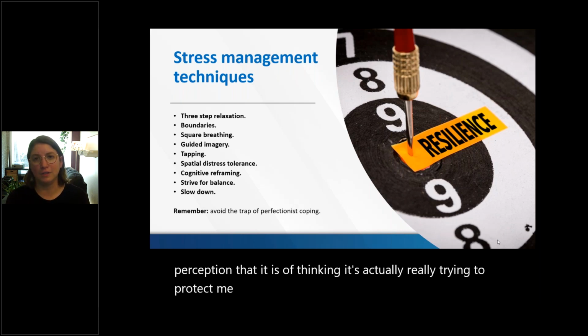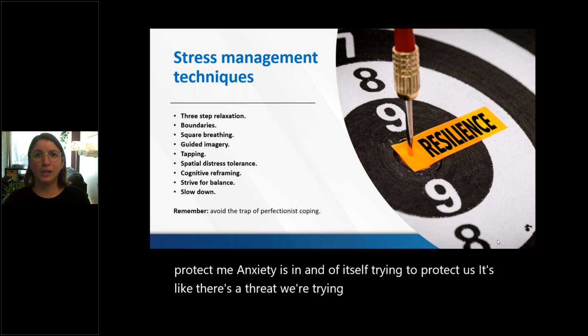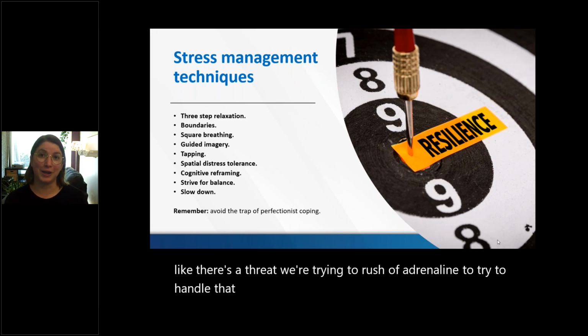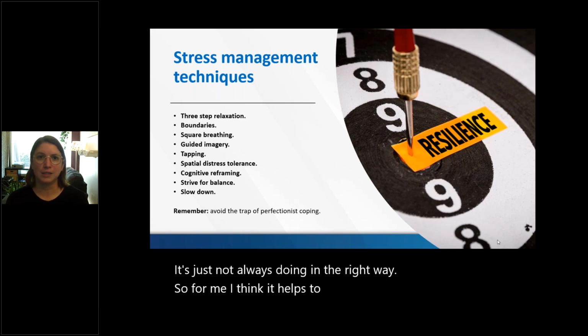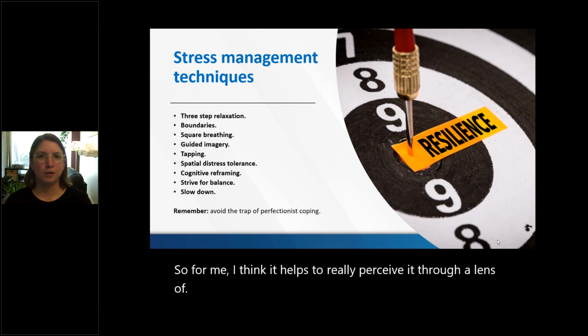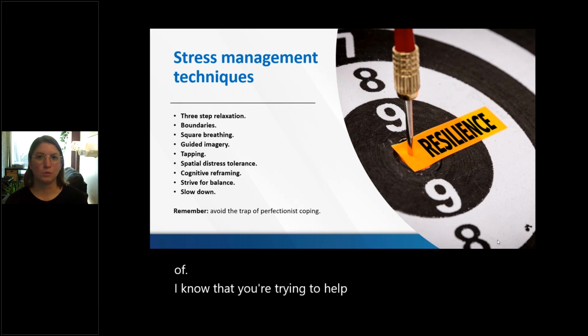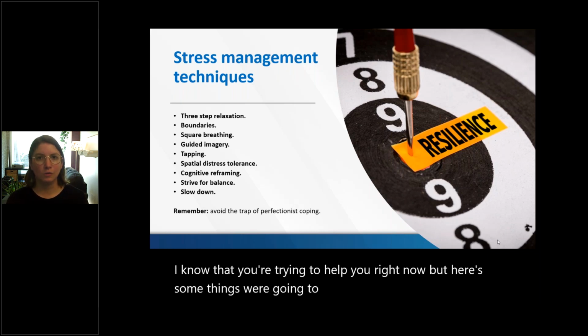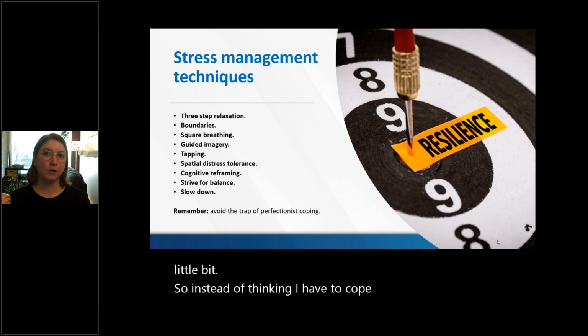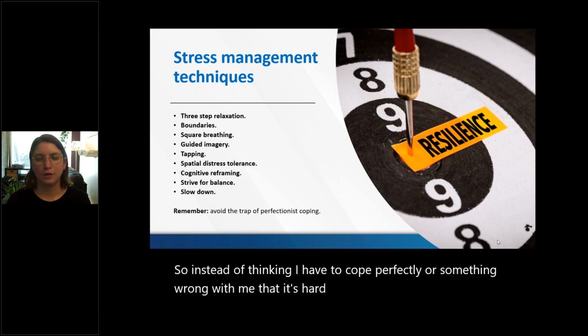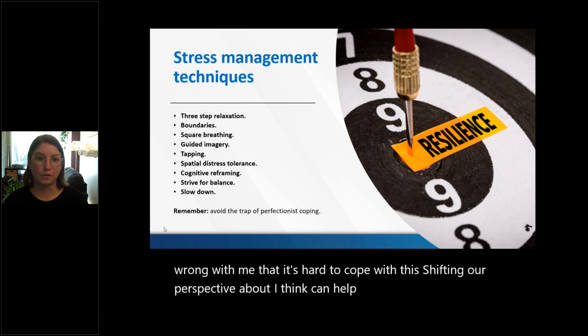Anxiety is in and of itself trying to protect us. It's like there's a threat, and we get a rush of adrenaline to try to handle that threat. So our body and brain is trying to help us. It's just not always doing it in the right way. So for me, I think it helps to really perceive it through a lens of, I know that you're trying to help me right now, but here's some things we're going to do to downregulate and slow down a little bit. So instead of thinking I have to cope perfectly or there's something wrong with me that it's hard to cope with this, shifting our perspective of that, I think, can help a lot with taking care of ourselves.